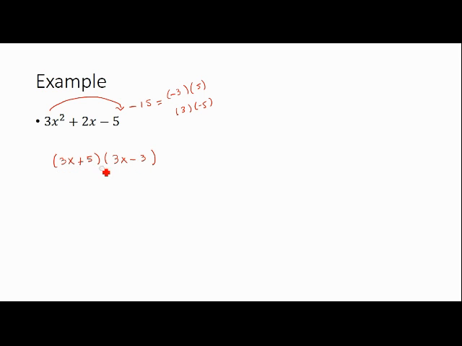And then when we divide by 3, you notice that only one of them can be divided by 3. So you get 3x plus 5 times 3x divided by 3 minus 3 divided by 3, because we're dividing the whole expression by 3. So you get 3x plus 5 times x minus 1.